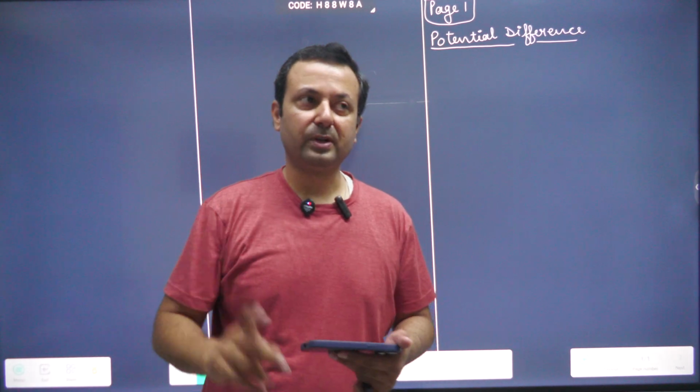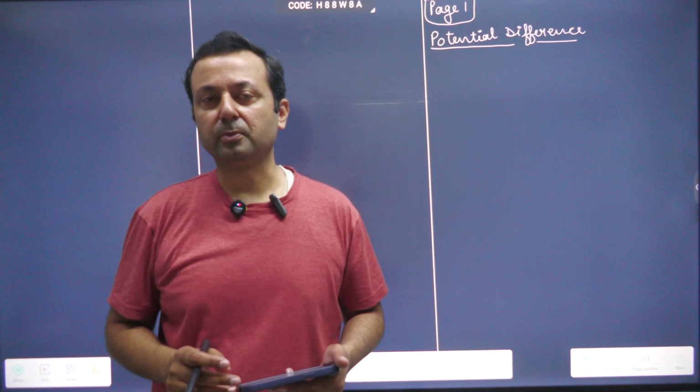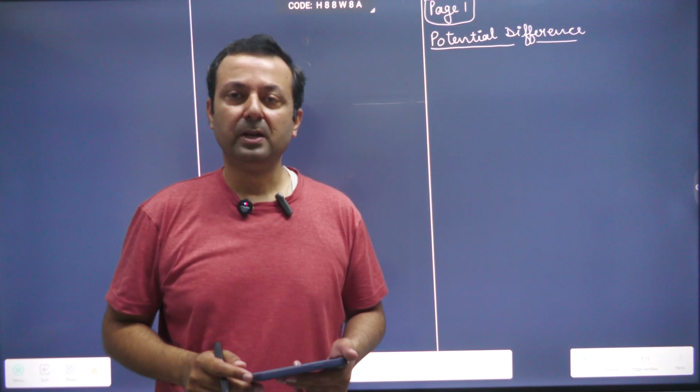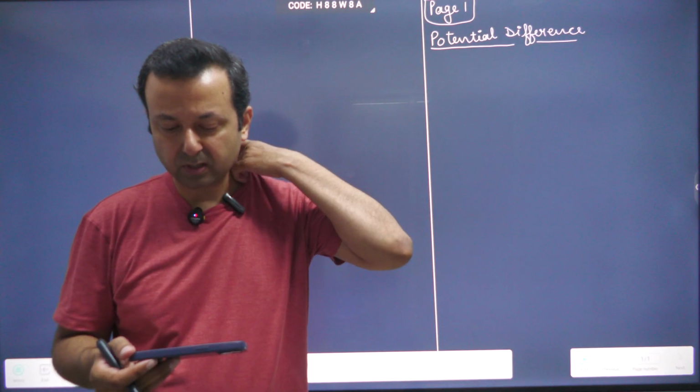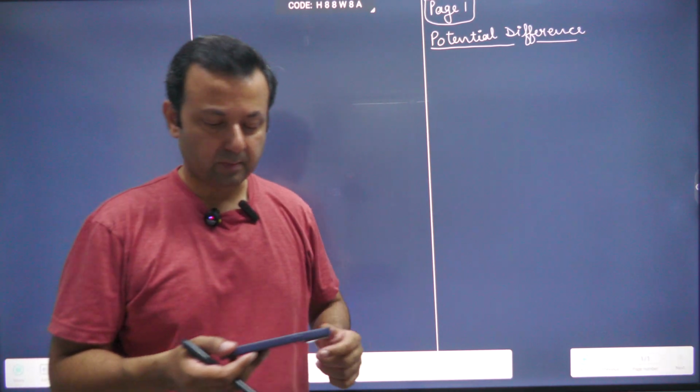Potential difference between 2 points in an electric field. Suppose there are 2 points in an electric field, and we want to calculate potential difference at a point. Potential difference may be defined as the amount of work done.